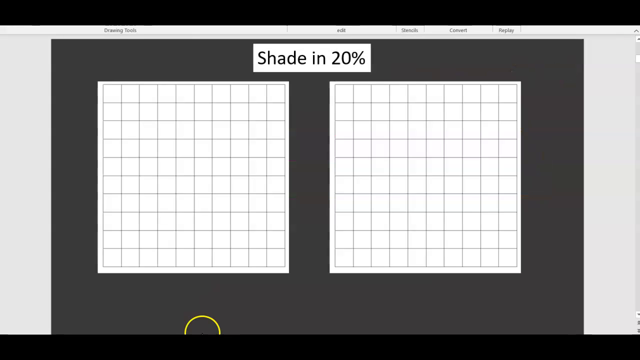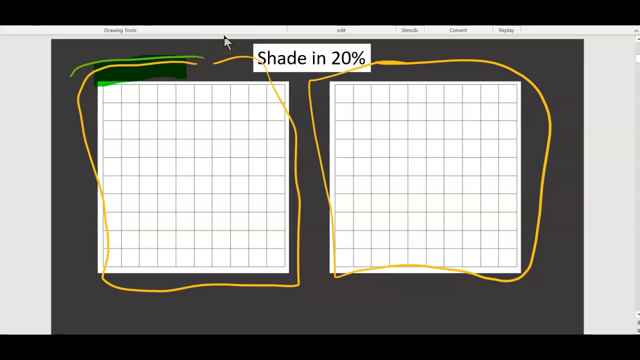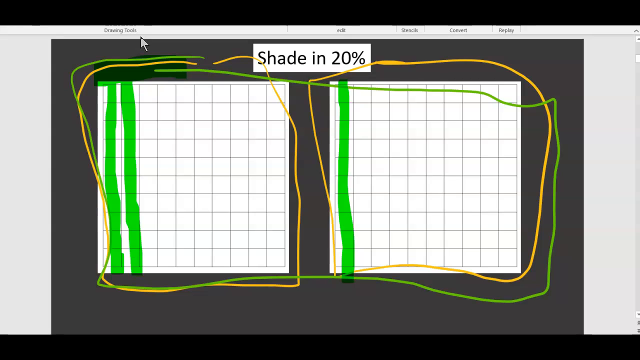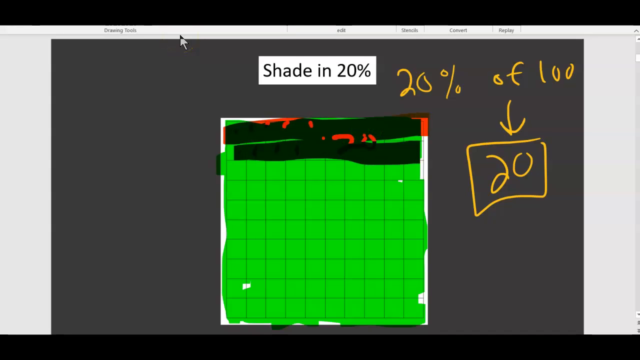All right, how about this? Shading 20% of all of this. So that means for every 100, here's 100, here's 100. Total of 200 altogether. So for each 100, do we shade in just 10 like this? Or do we shade in 20 for each of them? Well, if we remember back here, for every 100, we shade in 20.